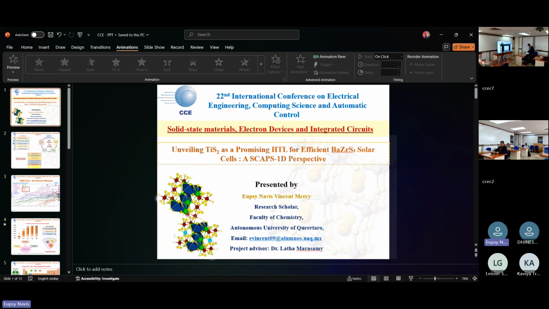Good morning to one and all present here. I am glad to present my research work, which is on unveiling titanium sulfide as a promising hole transport layer for efficient barium zirconium sulfide solar cells, SCAPS 1D perspective. I am doing my doctorate in energy sciences at the Autonomous University of Querétaro, and my project advisor is Dr. Lata Marasamy.